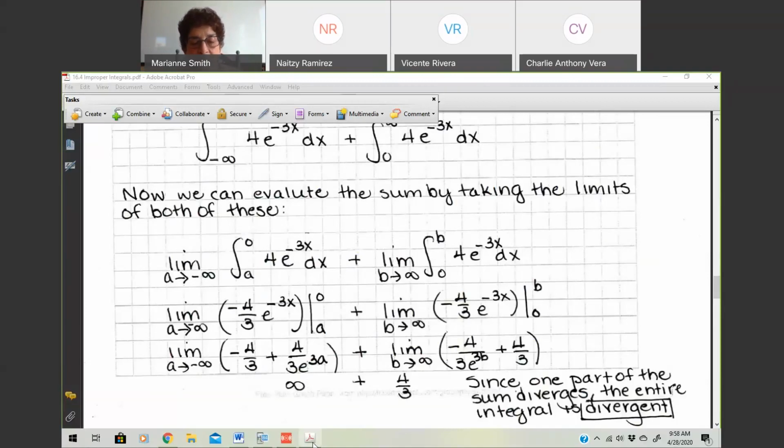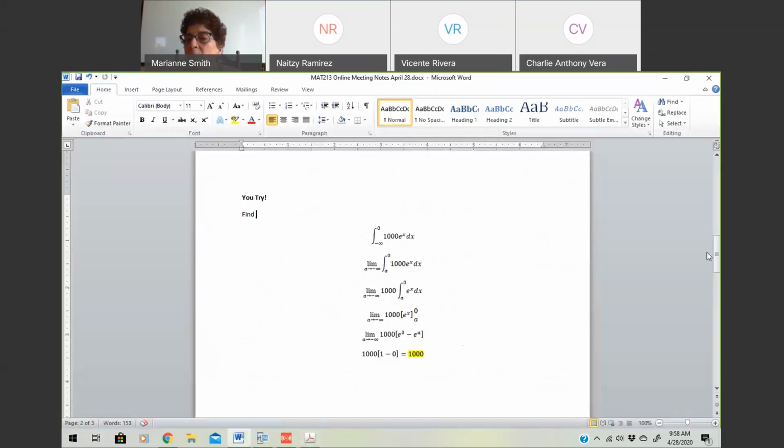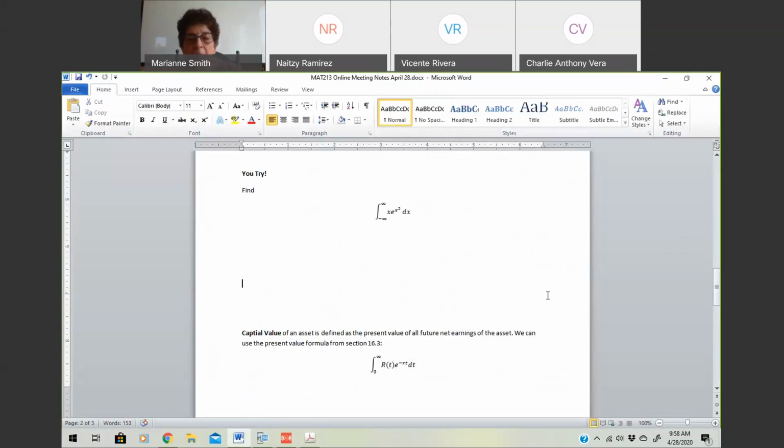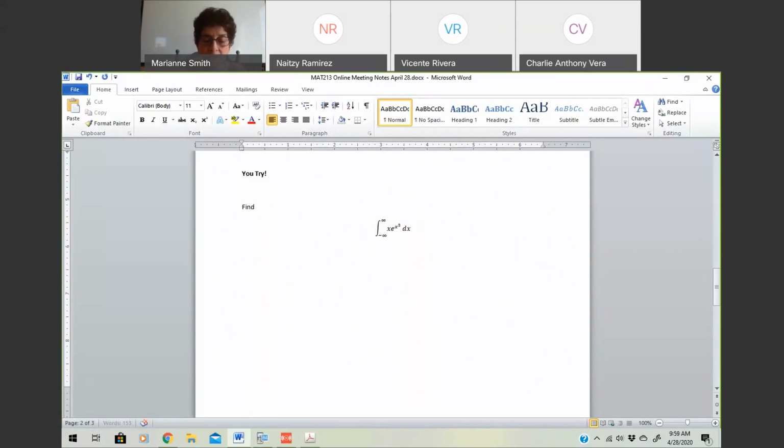Now, here's one for you to try. One with limits that are infinite on both sides. So I have this one. I have x e to the x squared dx. So you try this one, but let me remind you, I'll put a hint. Hint: integrate with u substitution.